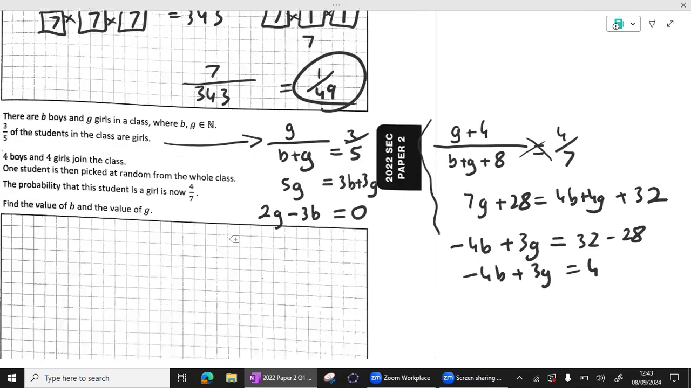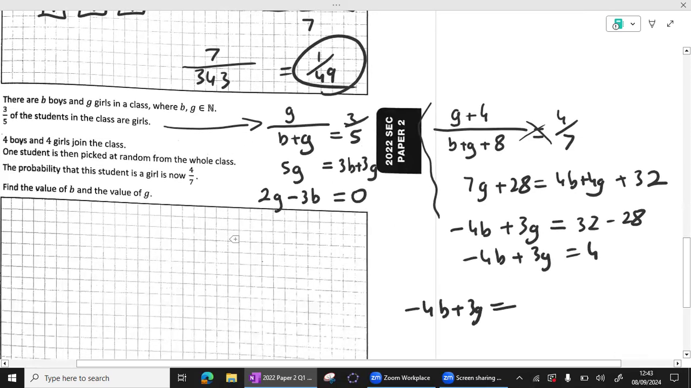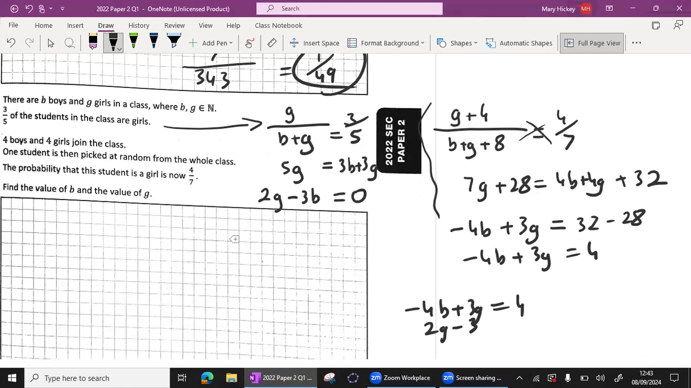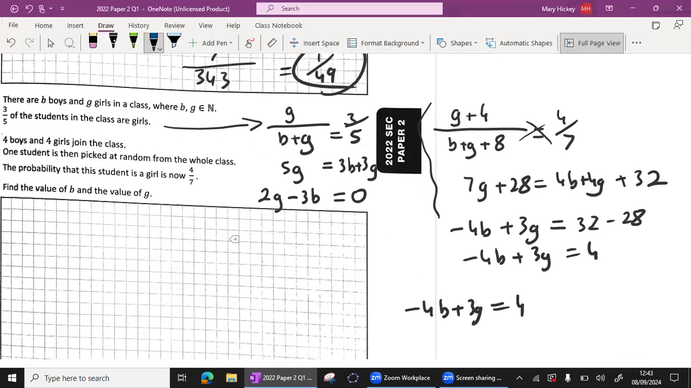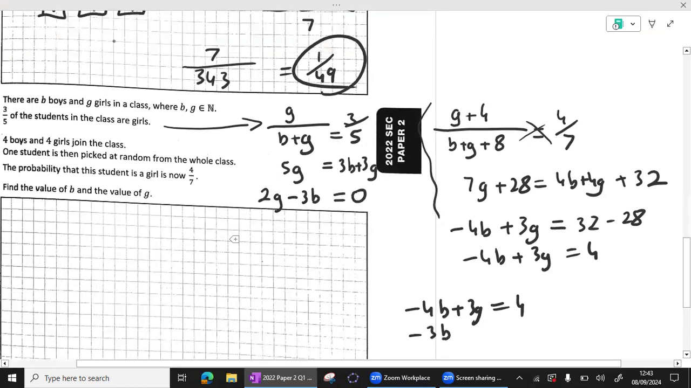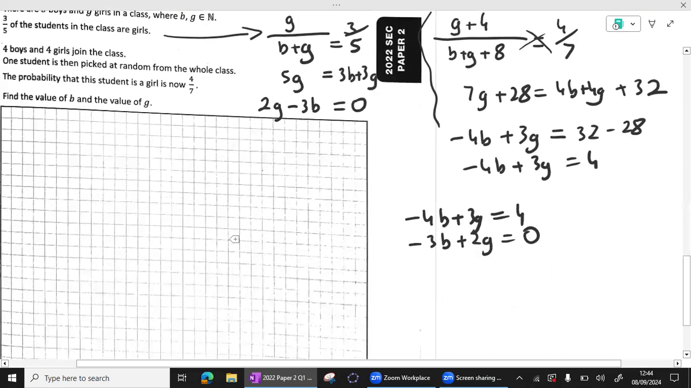So I should be able to set these up, just putting them together, and then I should be able to get my answer. Sorry, I just need to put them underneath each other. I just need to line up the correct letters. So I'm going to put the minus 3B under there, and I'm going to put the 2G there.